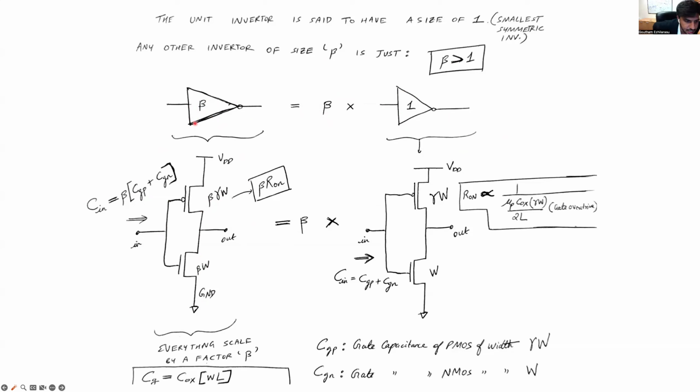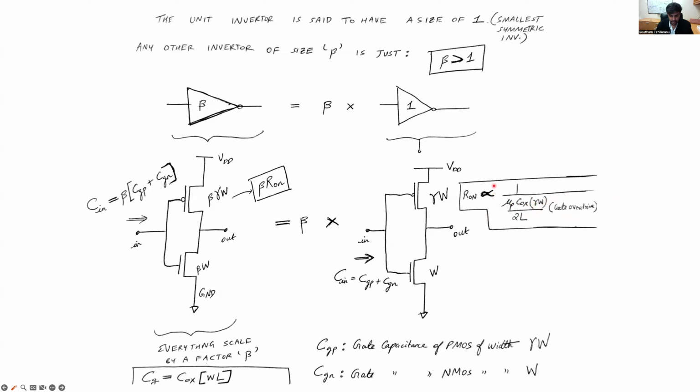So now let's try to understand what this actually implies. Here I have shown you the unit inverter, and this is the inverter of size beta, which is obtained by multiplying the factor beta, where beta is greater than 1, to the width of the NMOS as well as the width of the PMOS. Remember that these are symmetric inverters, so the on resistance of the PMOS is already equal to the on resistance of the NMOS. The on resistance for either the PMOS or NMOS is proportional to 1 over mu p Cox times gamma W over 2L times the gate overdrive in the case of the unit inverter.